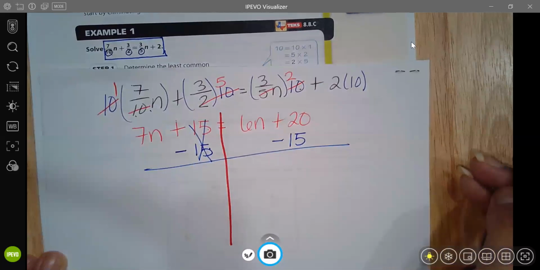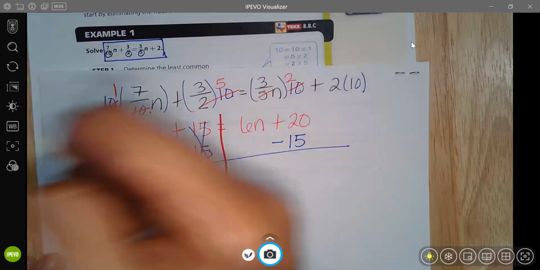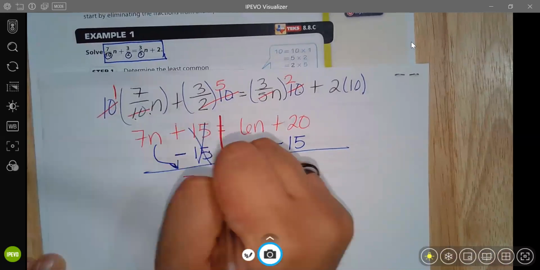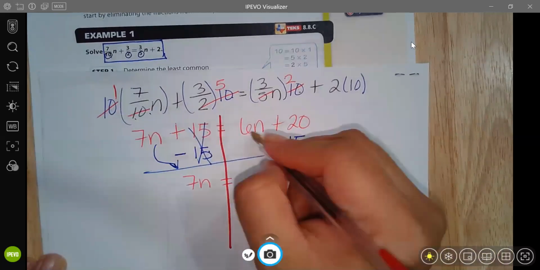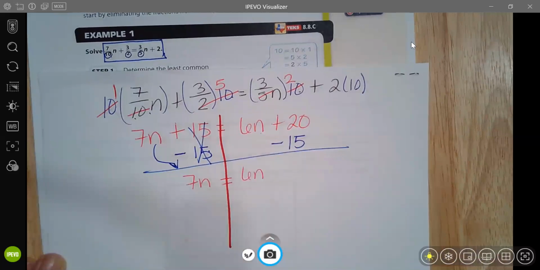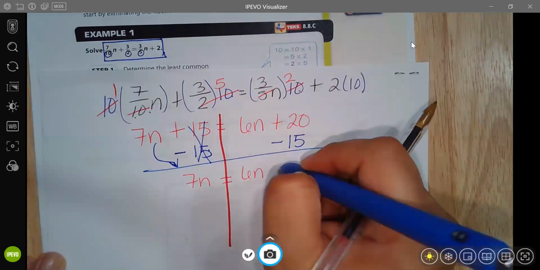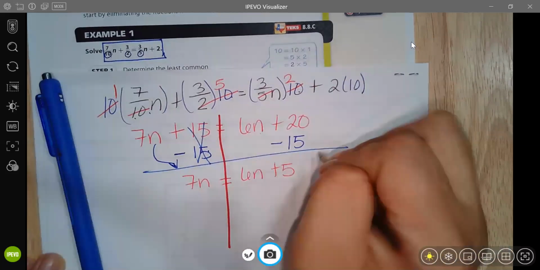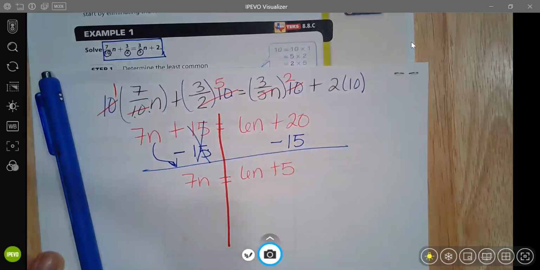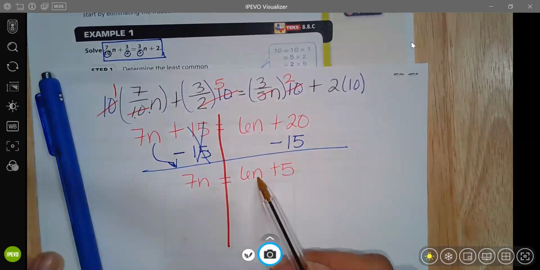And now I'm going to bring this 7 in and drop them down. So I have 7n equals 6n, and then 20 minus 15 gives us a positive 5. Okay, so now we got rid of the constants, and now I'm going to worry about my coefficient with my variable, which is this one here.